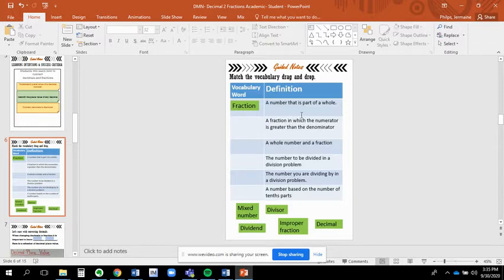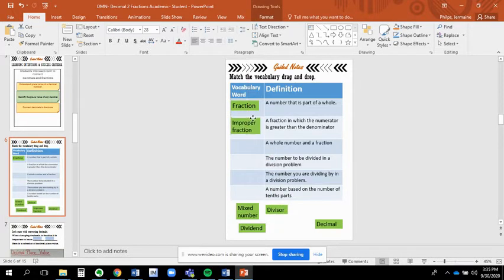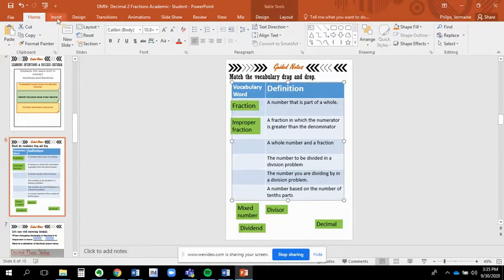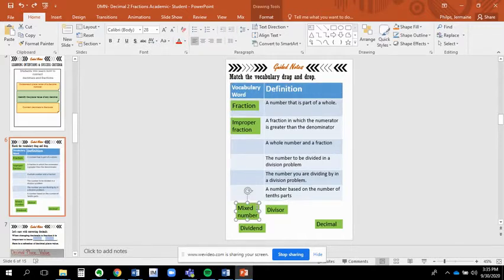Okay, a fraction in which the numerator is greater than the denominator is an improper fraction. We'll talk about numerators and denominators again in just a moment. A whole number and a fraction is a mixed number. That's where you see the big number and then you see the little fraction next to it.